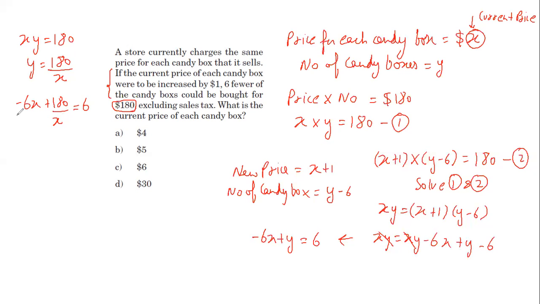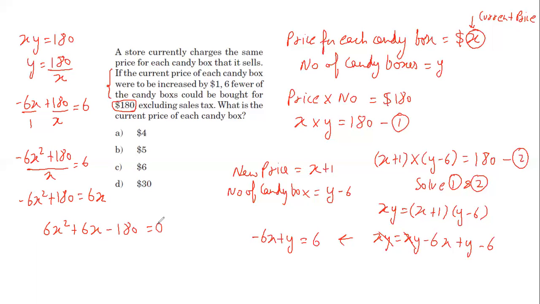Though it's a question on linear equations, eventually when I solve it, I will form a quadratic equation. So that's why it's a slightly difficult question. So if I take an LCM, it will be minus 6x square plus 180 is equal to 6x. So now when I take everything on one side, I get a quadratic equation: 6x square plus 6x minus 180 is equal to 0. So that's the quadratic equation I formed.